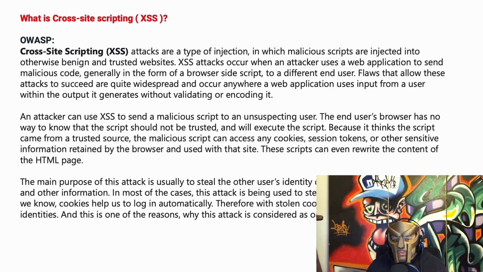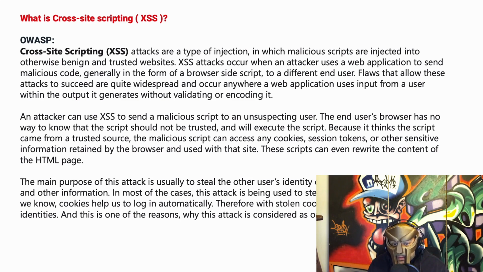An attacker can use cross-site scripting to send a malicious script to an unsuspecting user. The end user's browser has no way to know that the script should not be trusted and will execute the script anyway. Because it thinks the script came from a trusted source, the malicious script can access any cookies, session tokens, and other sensitive information retained by the browser and used with that site. So since the script is injected in the web page from that domain, it has access to the cookies and sessions from that domain. These scripts can even rewrite the content of the HTML page.